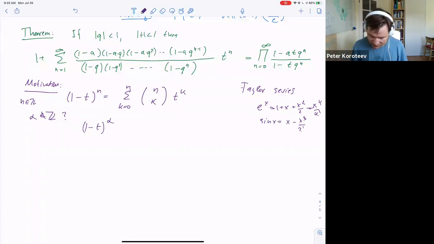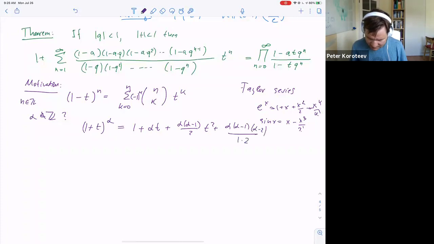Now you can do the same formula for this. So it's equal to 1 minus alpha t... maybe let's put plus here, I think plus would be easier, because otherwise you need to do minus 1 to the k plus 1. So 1 plus alpha t, and then plus alpha times alpha minus 1 over 2 t squared, plus alpha times alpha minus 1 times alpha minus 2 over 1 times 2 times 3 t cubed, and so on, right? If you look at those coefficients, you should recognize exactly the binomial coefficients.